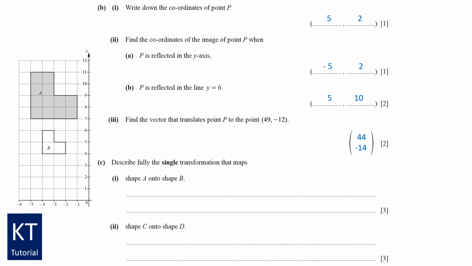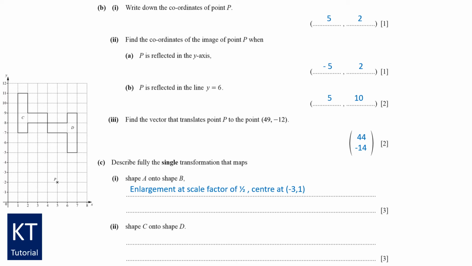Next, describe fully the single transformation that maps shape A onto shape B. This is an enlargement at scale factor of half with center at (-3, 1). Next, describe fully the single transformation that maps shape C onto shape D. This is a rotation of 180 degrees with its center at (4, 8).